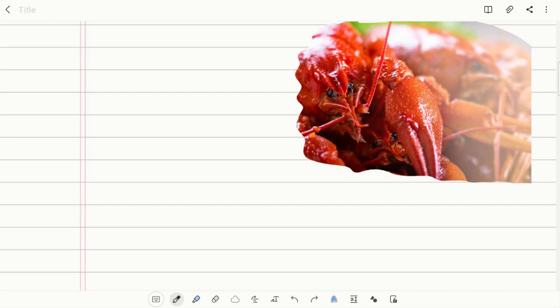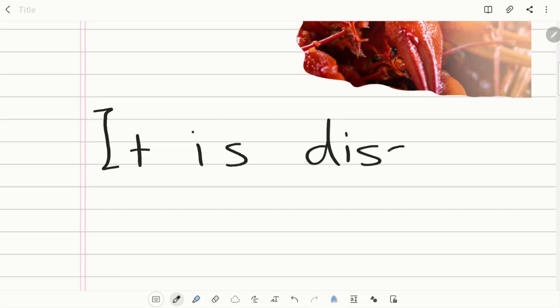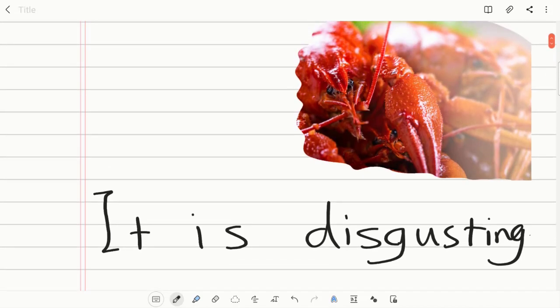Guys, let's start. What do you think about this creature? Well, if you ask me, I would say that it is disgusting. Or better to say, what do you think about eating it?